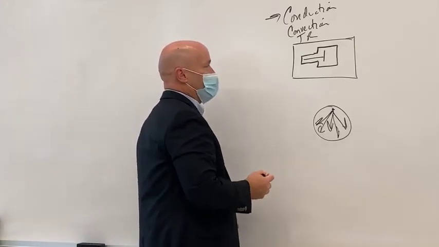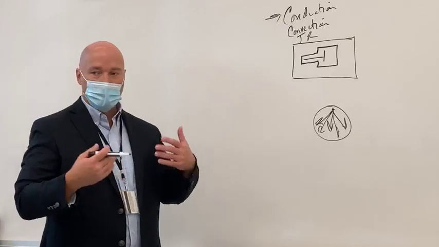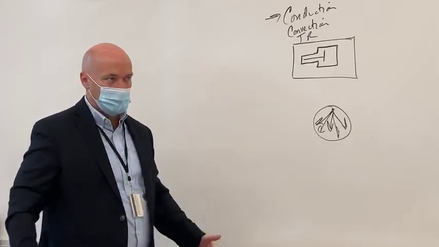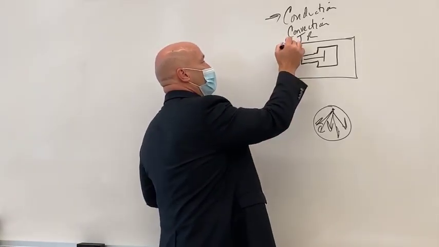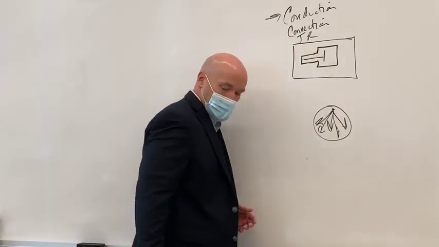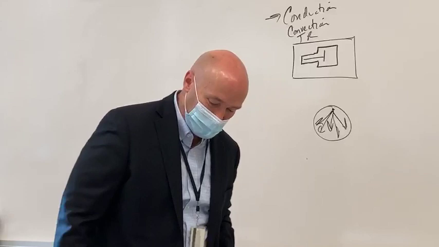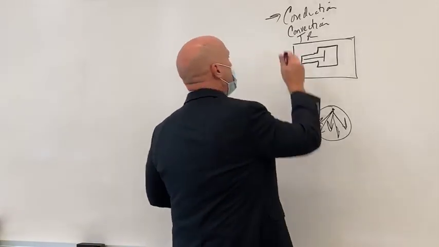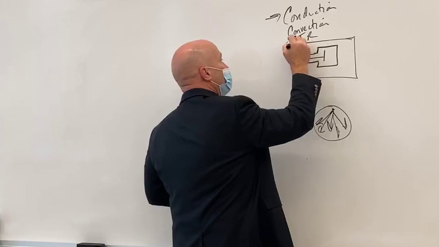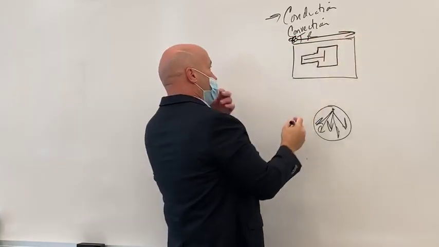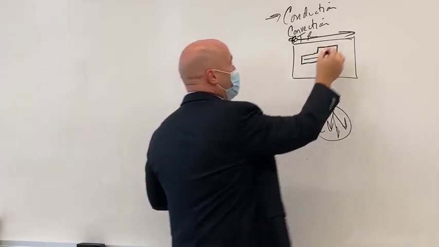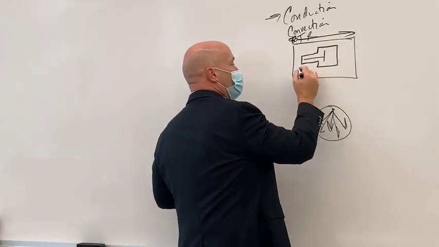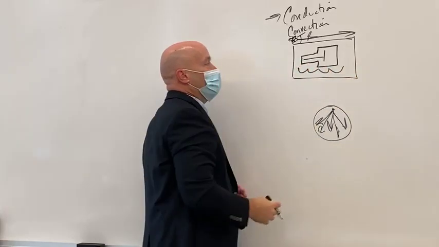Convection is essentially movement of molecules. What we've got inside the tube housing is a fan, and the fan blows air. So what we have is a couple of things going on. Inside the tube housing, we've got all this oil, right?